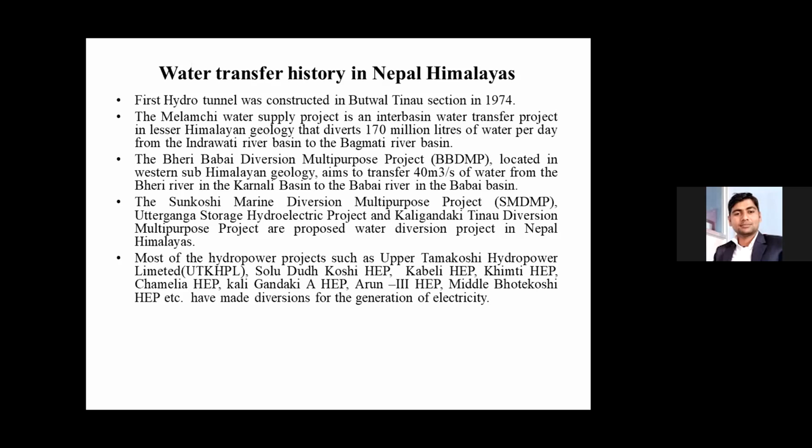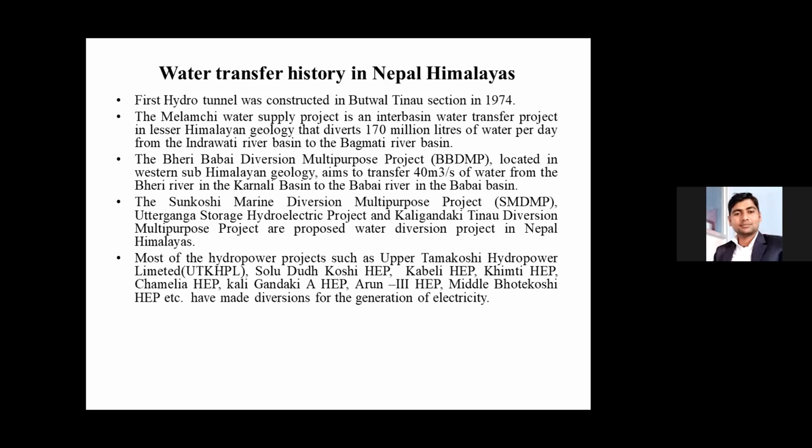And the other proposed interbasin water transfer projects are Sunkosi Marine, Uttaraganga, Kaligandaki Tinau diversion, and so on. A few others are also there. These are only proposed projects in the Higher Himalayas, as well as the Lesser Himalaya and sub-Himalayan regions.